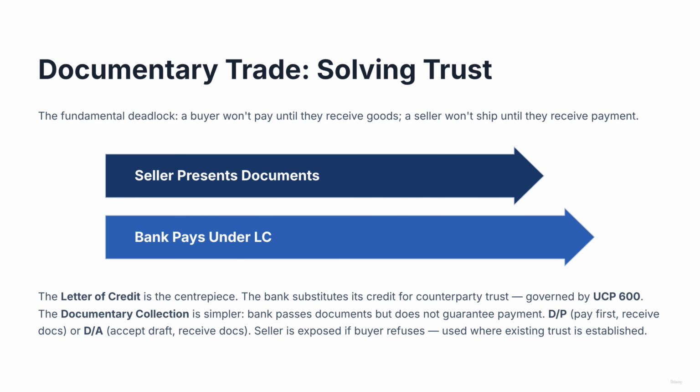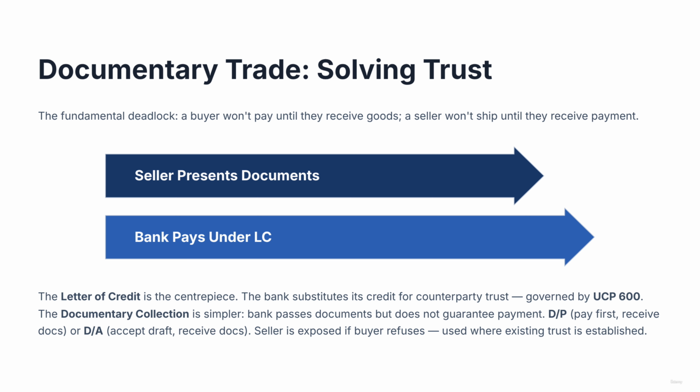The documentary collection is a simpler, cheaper alternative. Here the bank acts as an intermediary. It passes documents from the seller to the buyer, but it does not guarantee payment. Under documents against payment, or D/P, the buyer pays first and then receives the documents to collect the goods. Under documents against acceptance, or D/A, the buyer accepts a draft, a promise to pay at a future date, and receives the documents in exchange.